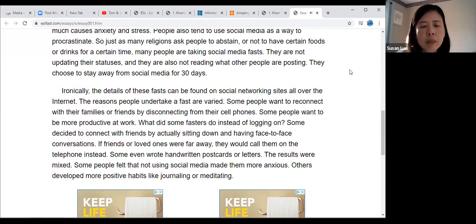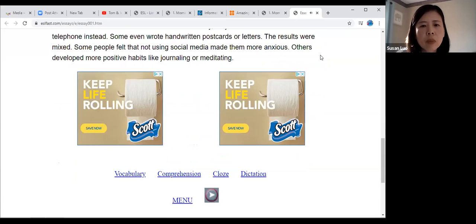What did some fasters do instead of logging on? Some decided to connect with friends by actually sitting down and having face-to-face conversations. If friends or loved ones were far away, they would call them on the telephone instead. Some even wrote handwritten postcards or letters. The results were mixed. Some people felt that not using social media made them more anxious. Others developed more positive habits like journaling or meditating.